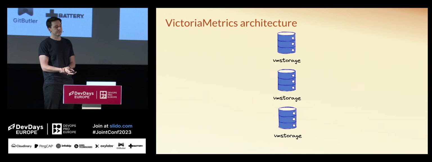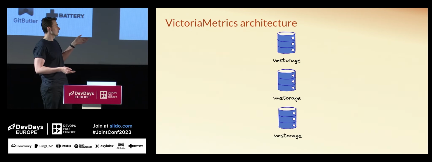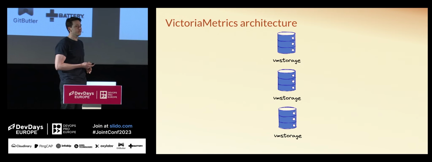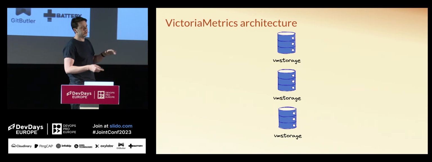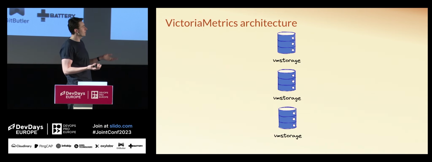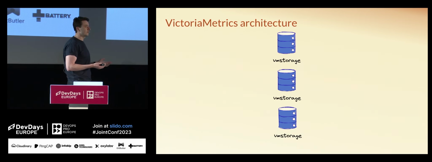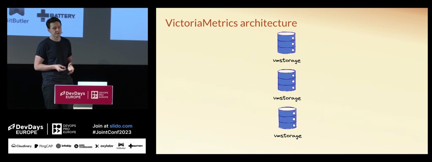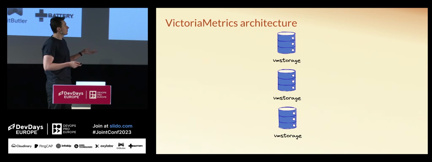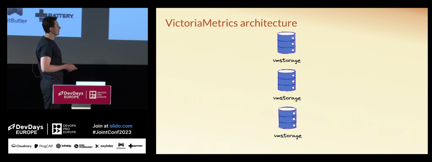Now, VictoriaMetrics architecture. So this is the storage layer for VictoriaMetrics. That's the only stateful component in VictoriaMetrics architecture. These are basically shards. So you can run with 1 VM storage, you can run with 30 VM storages. So think of them like database shards. VM storage stores data in the local file system. It doesn't have support of object storage, so everything is stored locally.